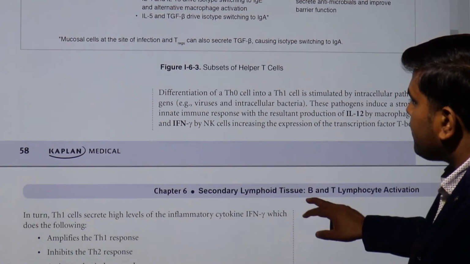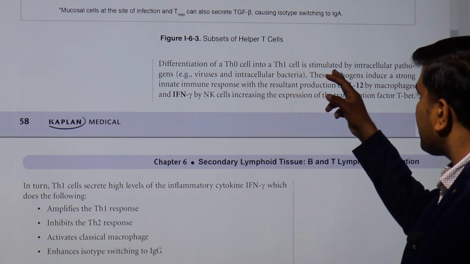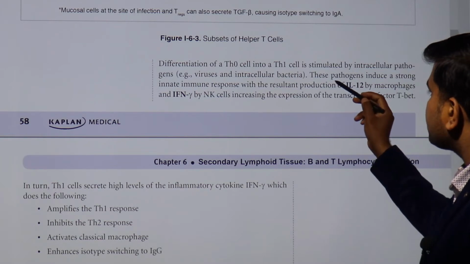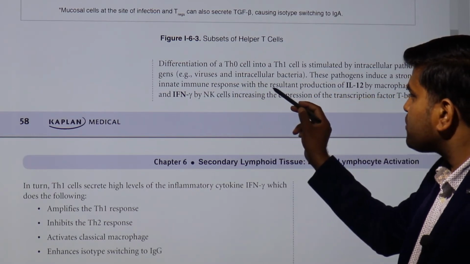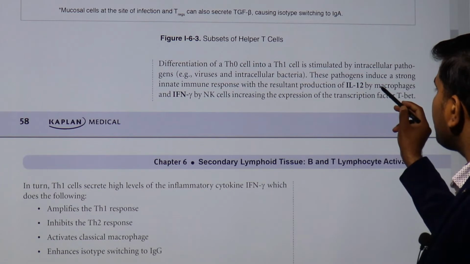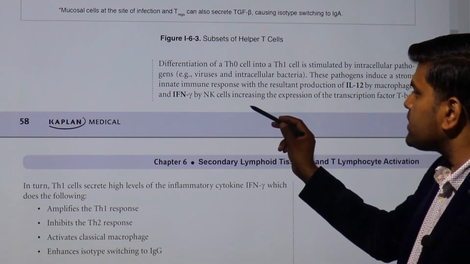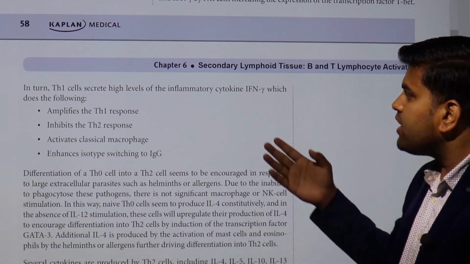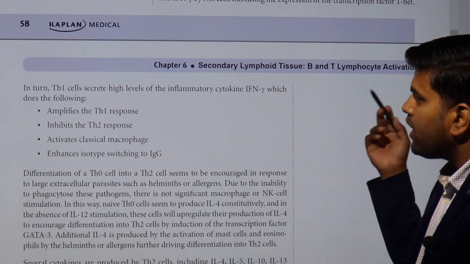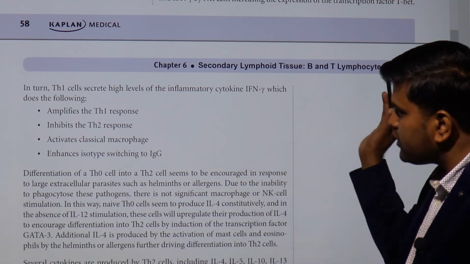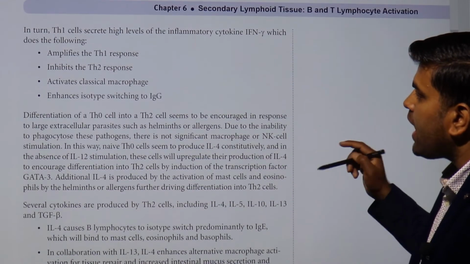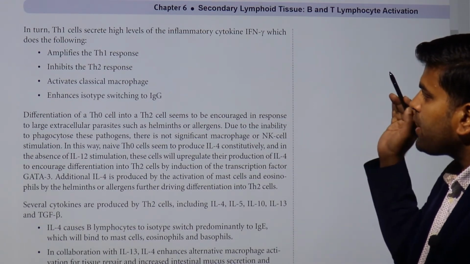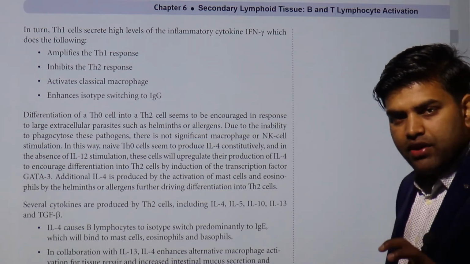Okay. Now, differentiation of Th0 into Th1 arm cell is stimulated by the intracellular pathogen, that is a virus and intracellular bacteria. We have discussed this. This pathogen induces a strong innate immune response, resulting in the production of interleukin 12 by the macrophage and interferon gamma by NK cell, increasing the expression of the transcription factor T-bet. In turn, Th cell secretes high levels of inflammatory cytokines, that is interferon gamma, and this amplifies the Th1 response, inhibits the Th2 response, activates the classical macrophage, and enhances the isotype switching to immunoglobulin G. That is the function of your Th1 arm.